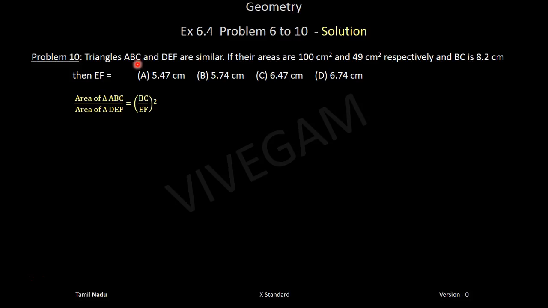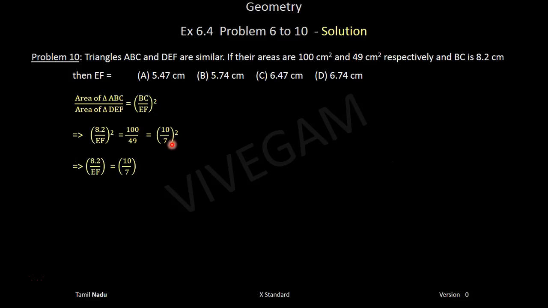The ratio of the area of triangle ABC to triangle DEF will be equal to the square of the ratio of the corresponding sides. They are given the side BC and they need EF. So BC by EF, the whole square, is what we saw right now: the ratio of the areas of similar triangles is the square of the corresponding sides. So BC by EF square equals the area of triangle ABC divided by the area of triangle DEF. Now substitute the values. BC is 8.2, the area of triangle ABC is 100, and the area of triangle DEF is 49. So that is 10 square by 7 square.